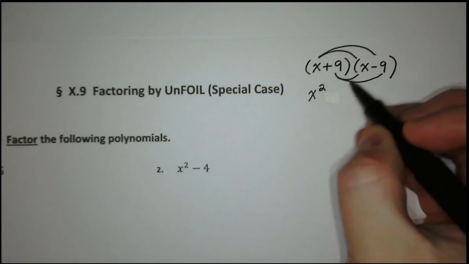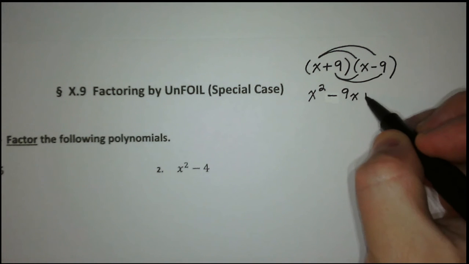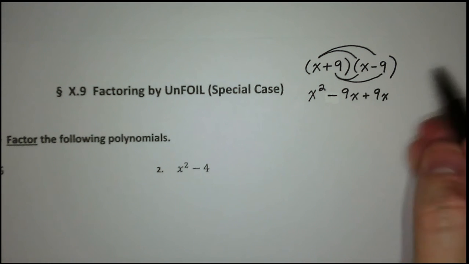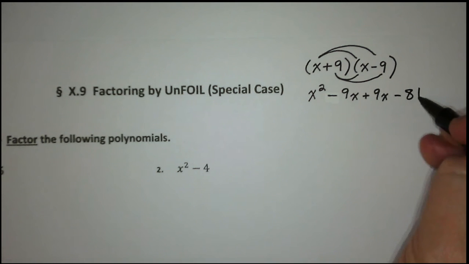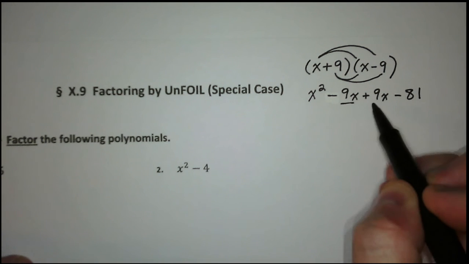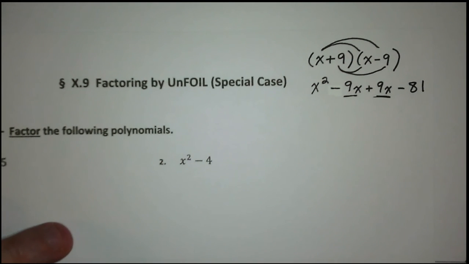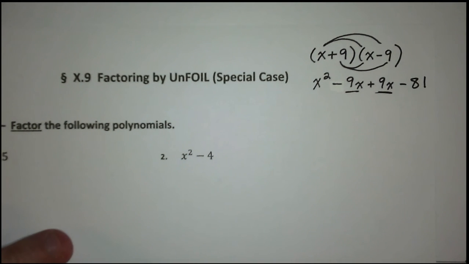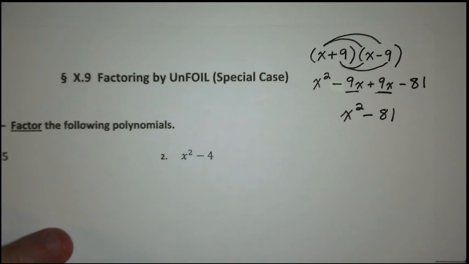X times negative 9 is negative 9x. Positive 9 times x is positive 9x. And then positive 9 times negative 9 is negative 81. And here's the special thing that happens. This term and this term combine together to cancel each other out, and you end up with 0x, which you don't even write. So you get a special final answer with the middle term not being there.